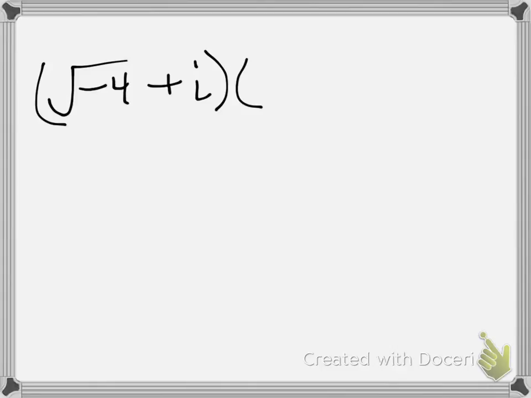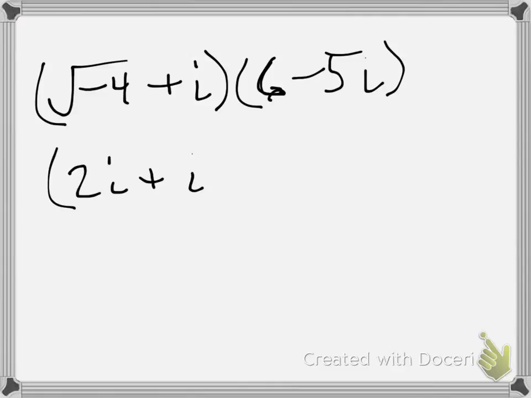Now, if you have to multiply, okay, oh, whoops, erase that. So if you're multiplying, let's say you're multiplying something like this. So square root of -4 plus I times 6 minus 5I. Now, first thing you want to do is you want to simplify. The square root of -4 is 2I. Now you can combine like terms. 2I plus I is 3I.